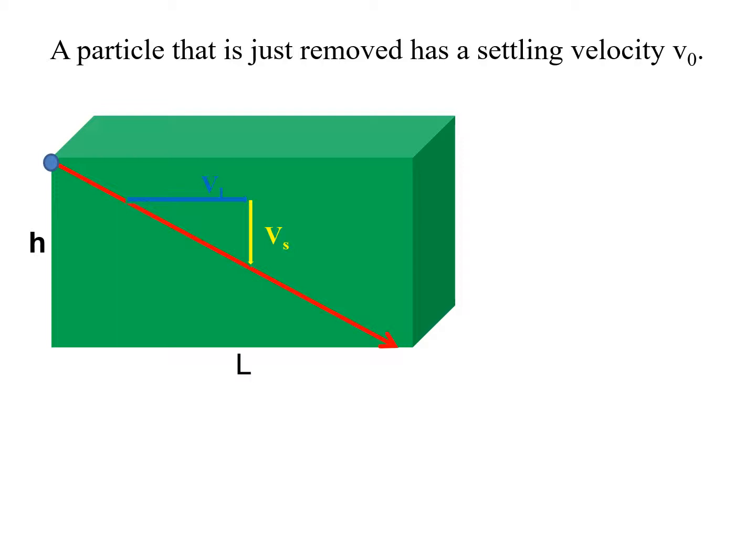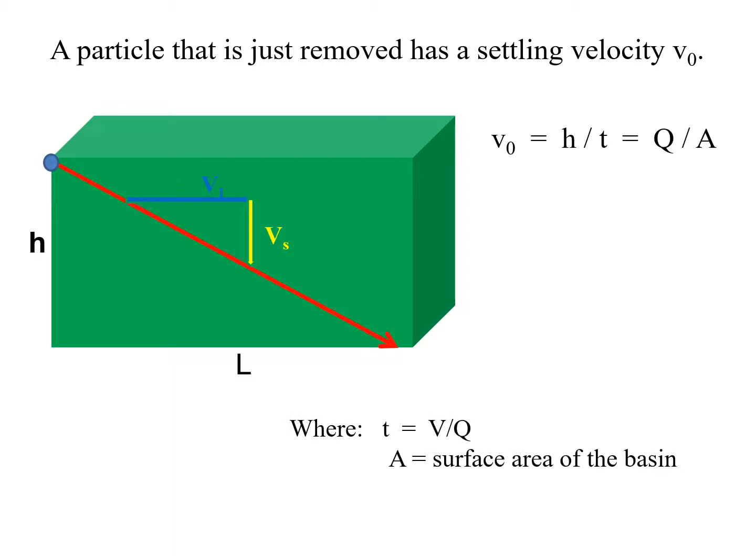So a particle that is just removed has a settling velocity, which is v initial. So v initial will be height over time, or Q over area, where time will be V over Q. A is the surface area of the basin, V is the volume of the tank, and Q is the flow rate in meters cubed per second or feet cubed per second. V can be in meters cubed or feet cubed.